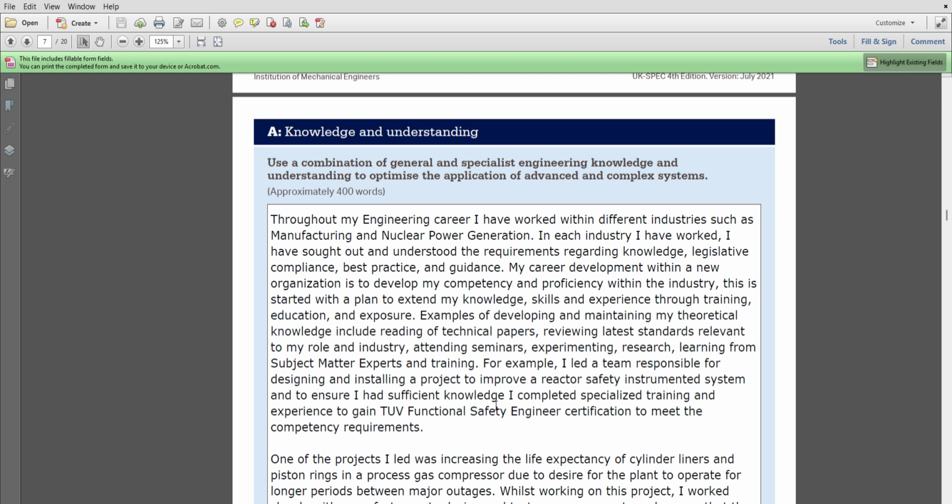The assessors are looking for proof of you extending your knowledge to the point where you are competent to provide technical solutions to problems. That's the idea. So they want to see proof of how you got that knowledge.